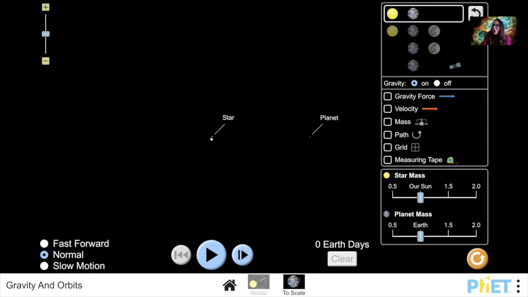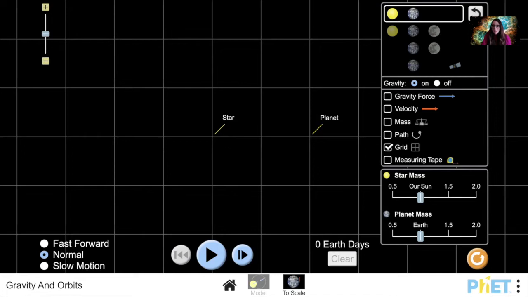We've got a star in the middle of our screen that has a mass that's the same as our sun. We've got a planet that has a mass the same as our Earth. So we can imagine that this is our Sun-Earth system. I'm going to click on the grid here, which brings up a nice background grid for us. And then I'm going to click on the path. This is going to highlight the path of this planet around the star whenever I click play. So there we go. Now our planet is orbiting around the star.